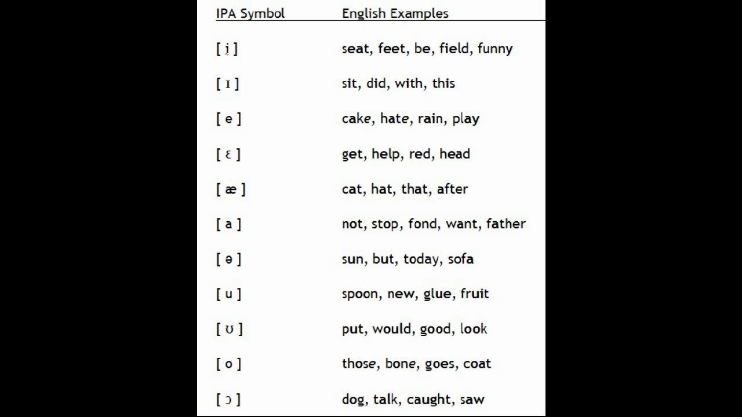First group of examples. Seat, feet, be, field, funny. What sound do you think that IPA symbol makes? Well, it makes the E sound. So when you see that IPA symbol in the dictionary next to the word, describing how the word sounds, you know it's an E sound. You kind of want to give a little smile and stress it. E. Seat, feet, be, field, funny.